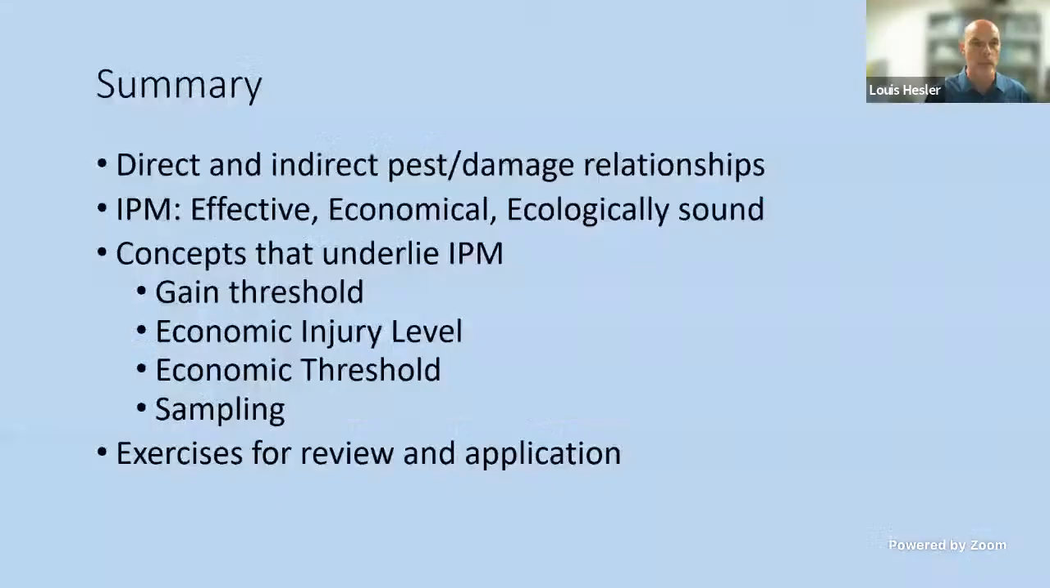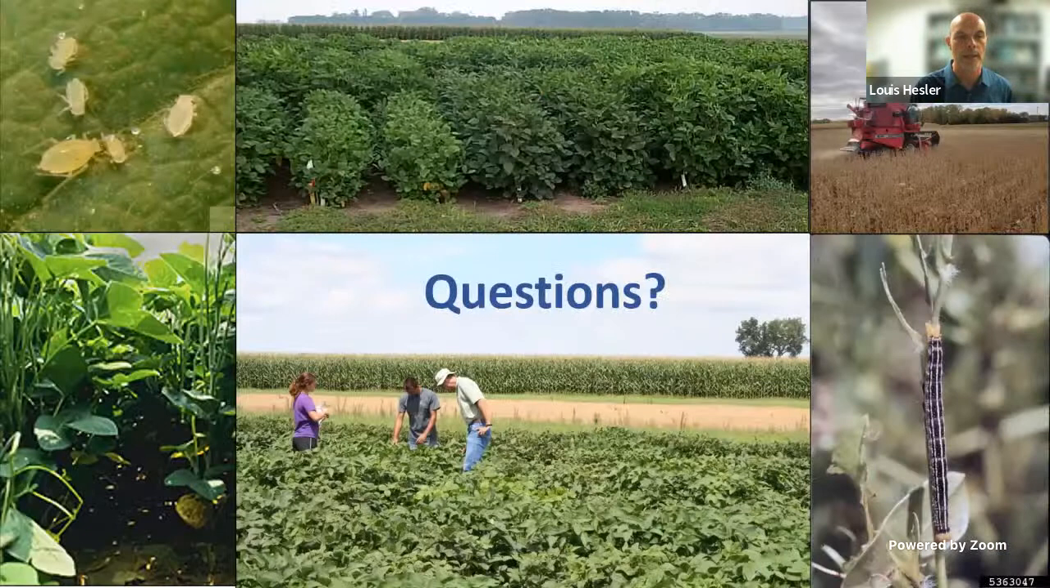Okay, so with that, I'll just summarize and say we covered direct and indirect pest damage relationships. We talked about the three P's of IPM: effective, economical, and ecologically sound. We then discussed concepts that underlie IPM in relation to the gain threshold, the economic injury level, economic threshold, and then the importance of sampling. And then you were very gracious to participate in a few exercises for review and application. So thanks for your attention and for attending today, and I'd be happy to answer questions.